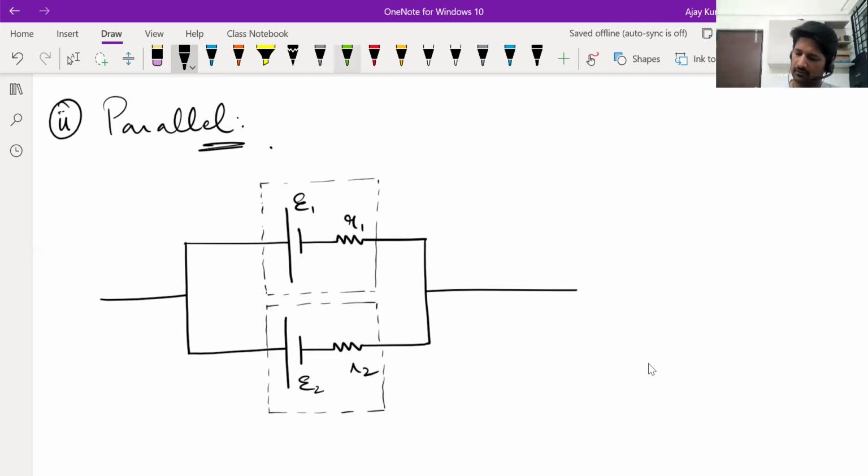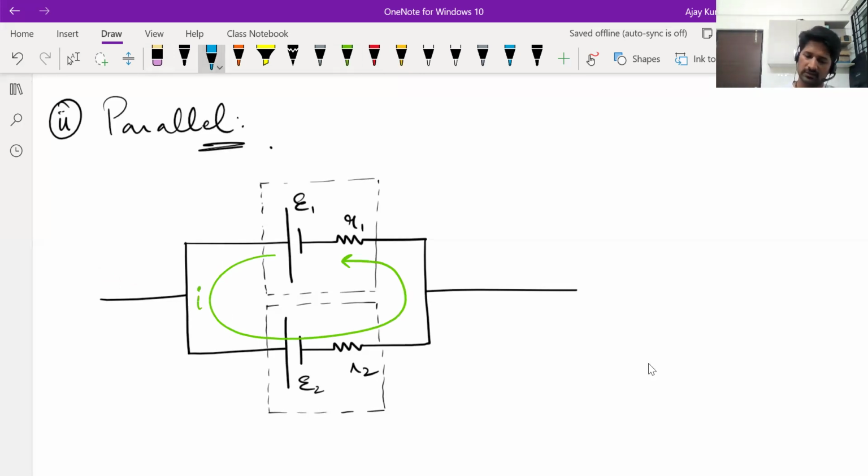First, when no current flows here or here, it means all the current... See, there are two cells here, right? They will definitely drive current. There's a closed loop also. Fine. E1 will try to make current flow this way. E2 will try to make current flow this way. Some current may leak out, some current may come in. We don't know. But if there's no current in the wire connected to this combination, then all the current will be flowing inside this loop itself.